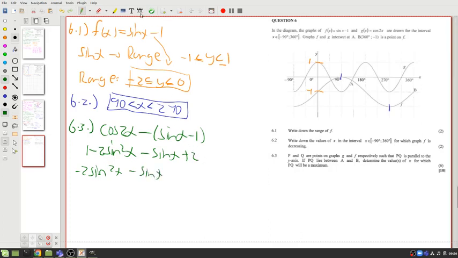Sorry, that's not a 2. Let me just get the eraser. That's a 1. That's a 1 there. Now it's a plus 2. 1 plus 1 is 2.